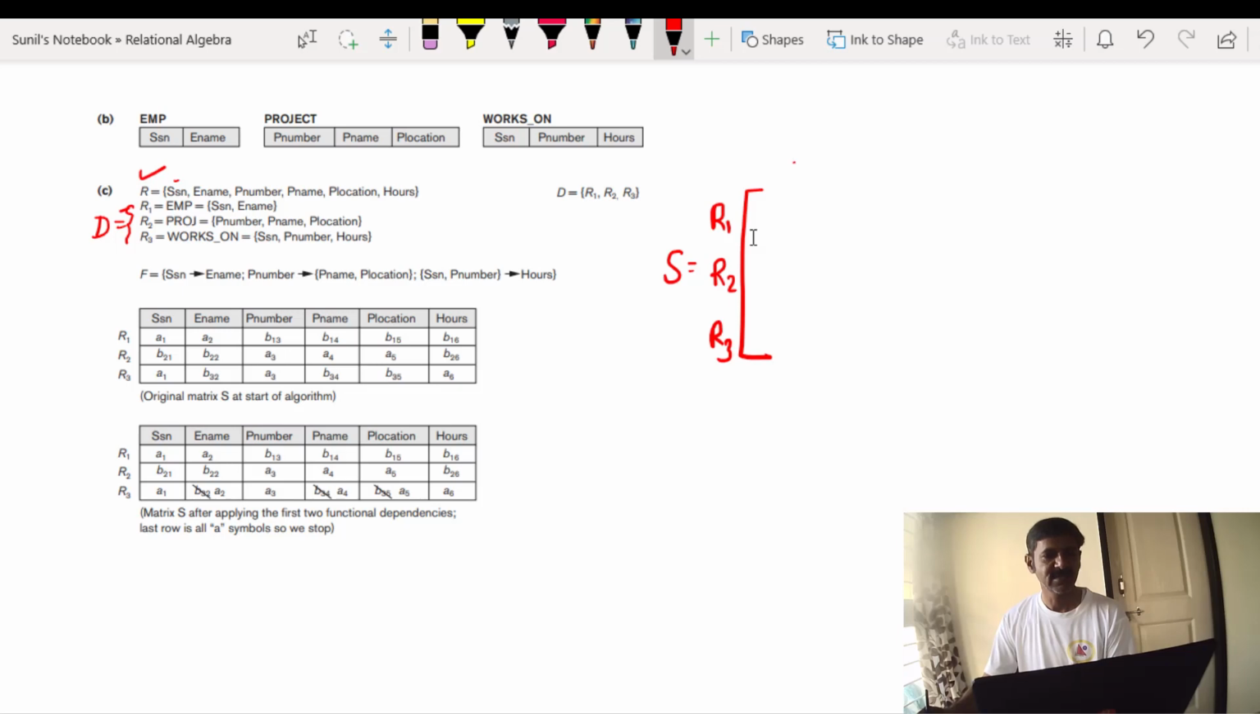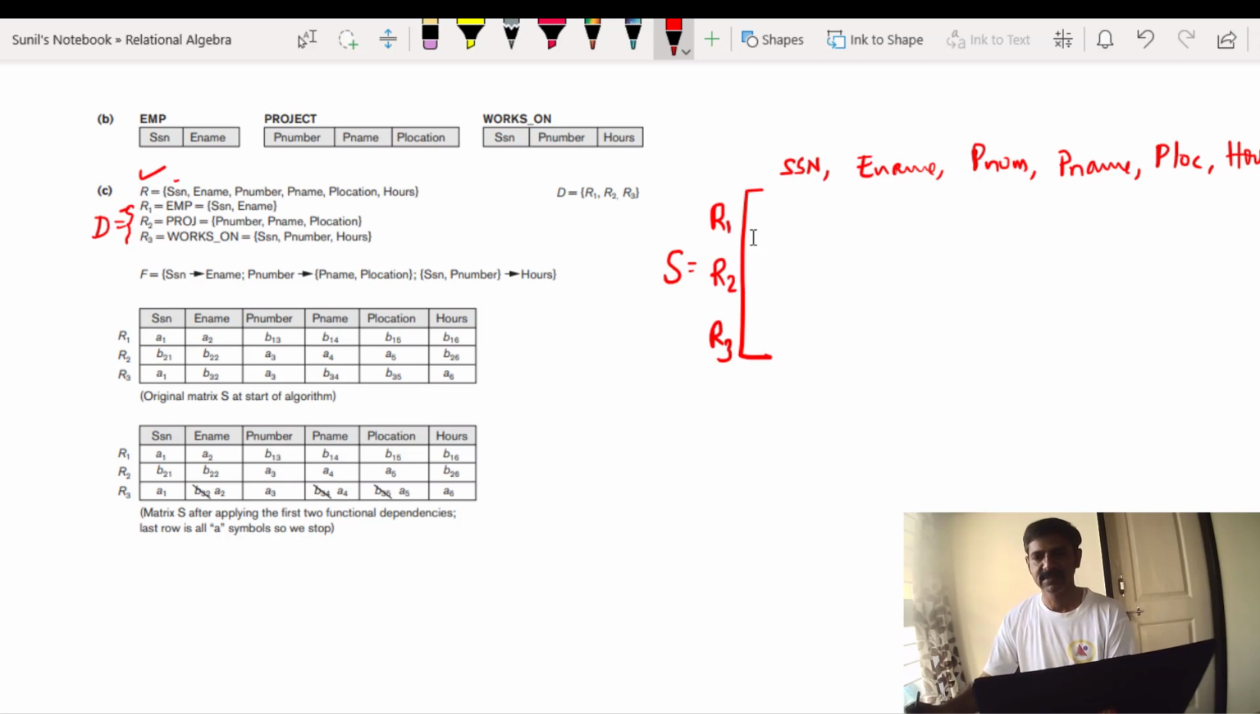So the first column here is SSN. Second is E name. Third one is P number. Fourth one is P name. Fifth one is P location. And the last one is hours.